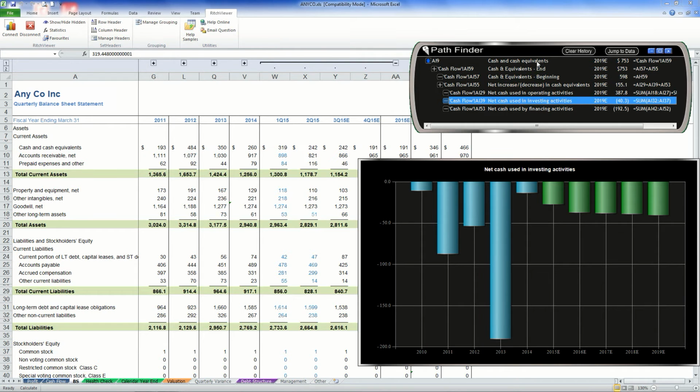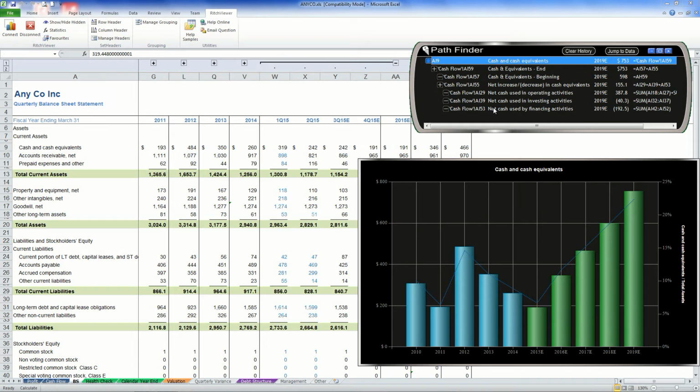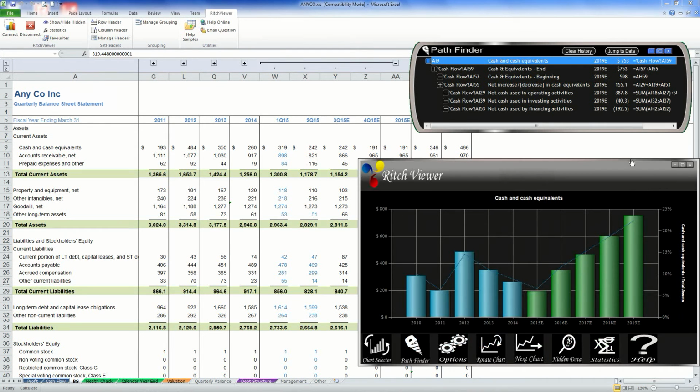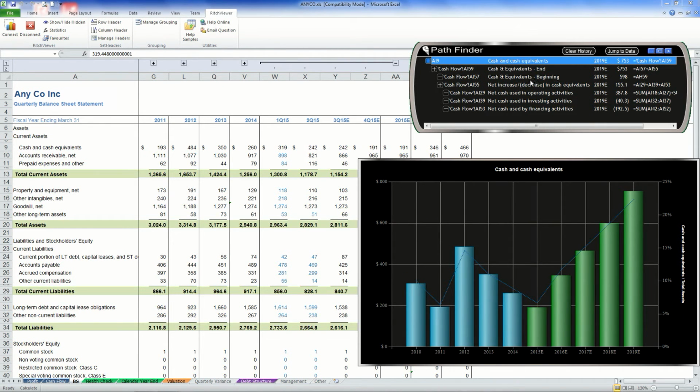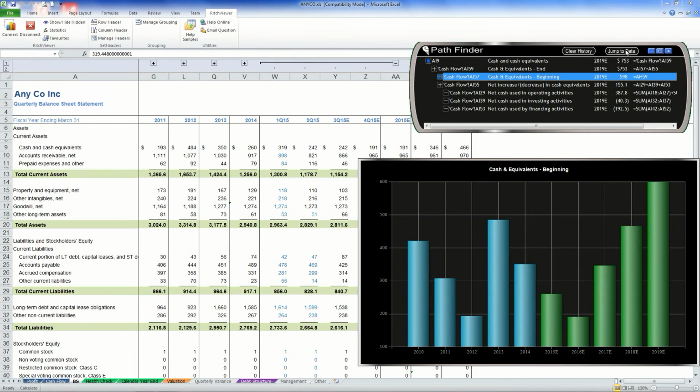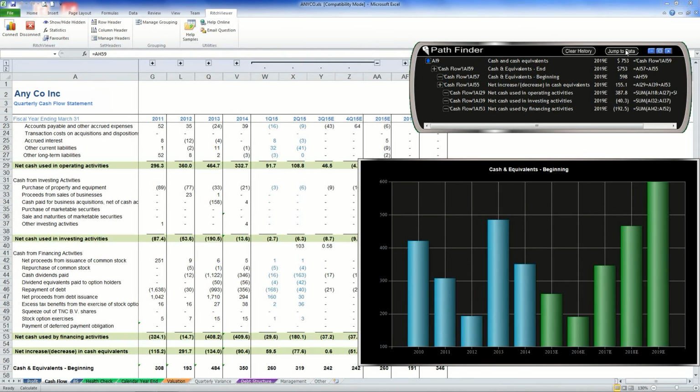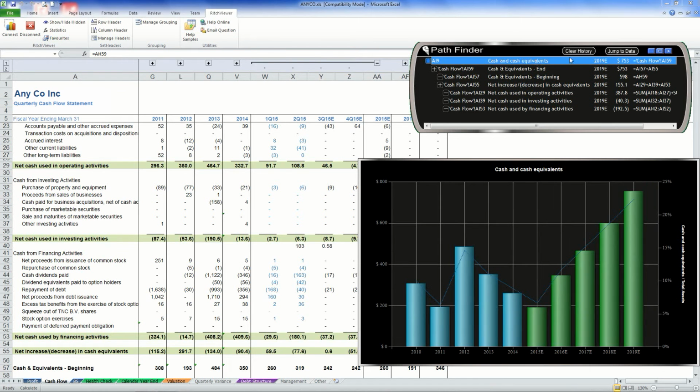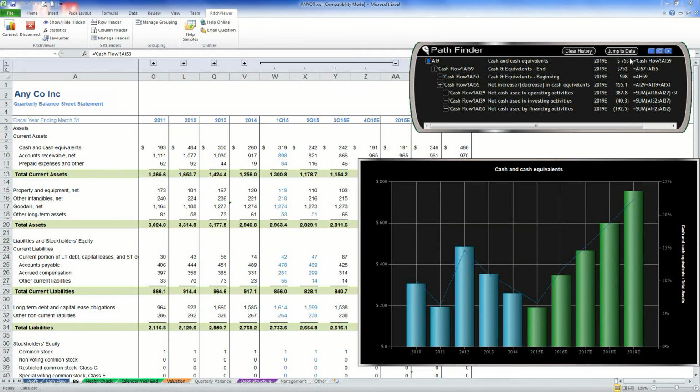What line item does this point belong to? What period does this apply to? And is there an underlying formula to drill down further? More than that, RitchViewer is visualizing the Pathfinder data in context of the surroundings, even when on another sheet such as the drill down to the cash flow statement.